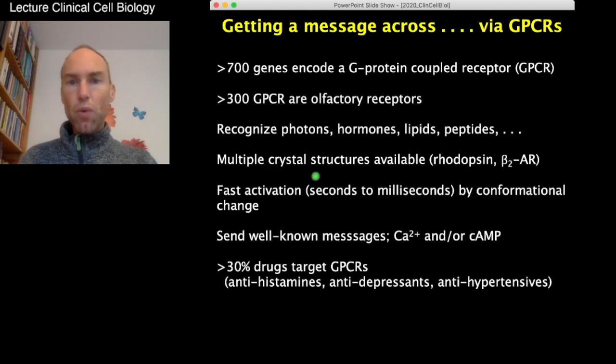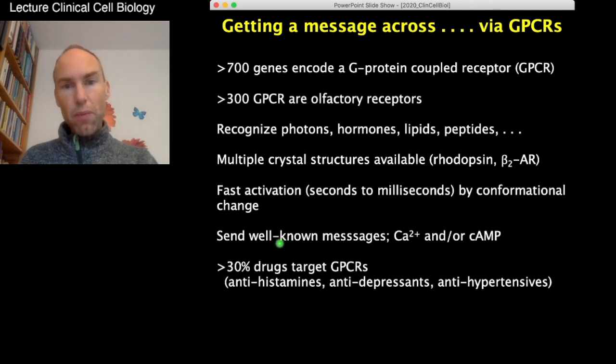There are multiple crystal structures available. The number of crystal structures has actually exploded over the last decade. This has been a huge breakthrough to crystallize those kind of molecules, which was not simple because they span the plasma membrane. The receptors are characterized by very fast activation, so this ranges from seconds to even milliseconds, and this is done by a conformational change.